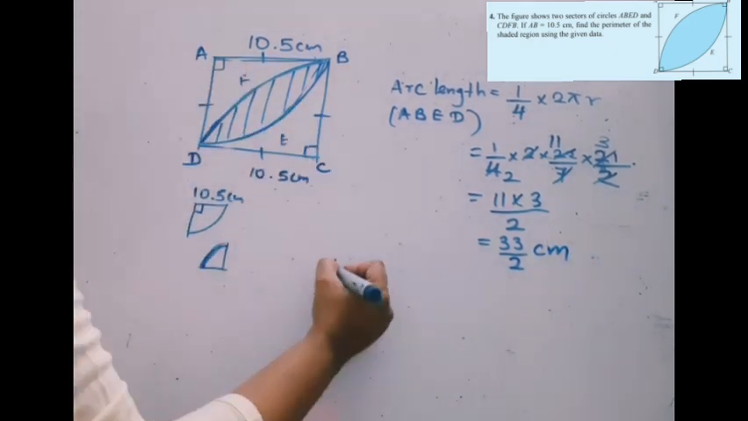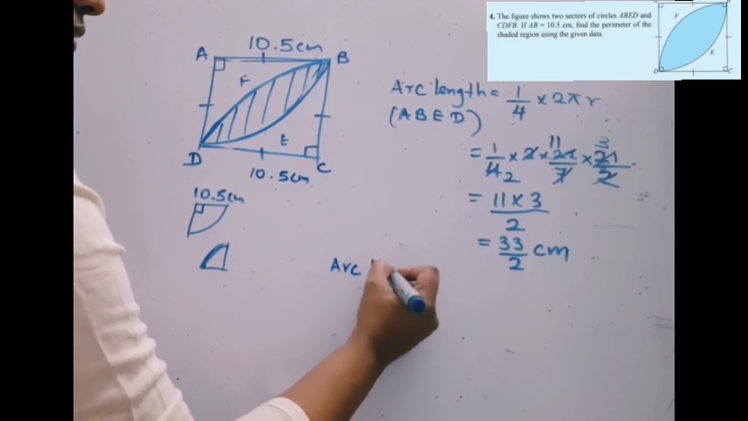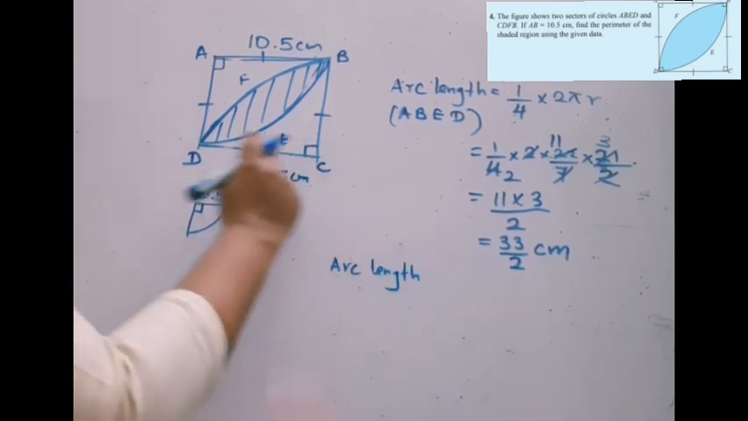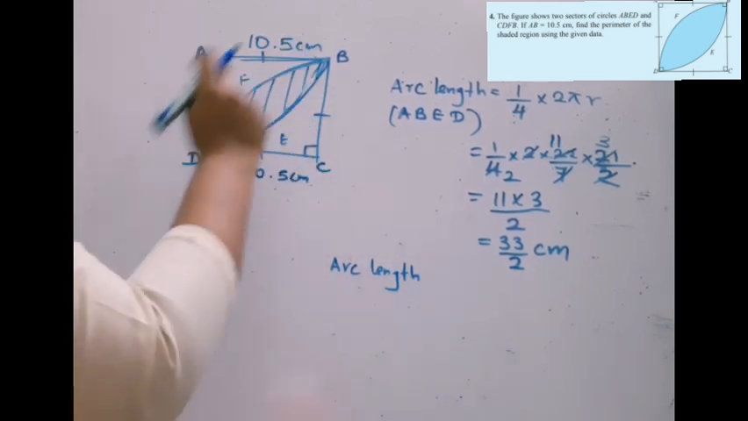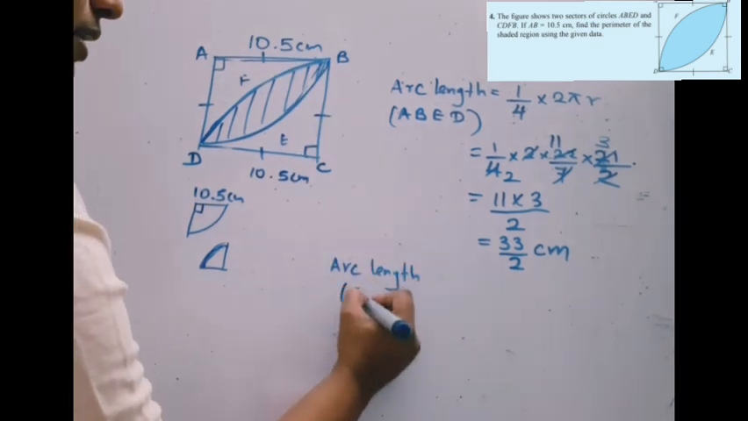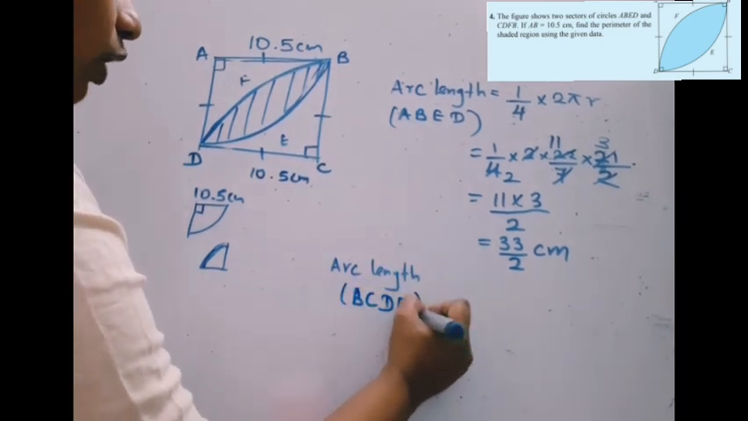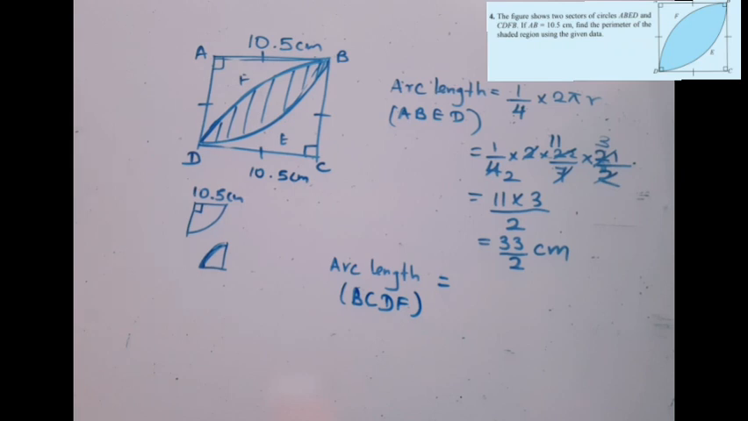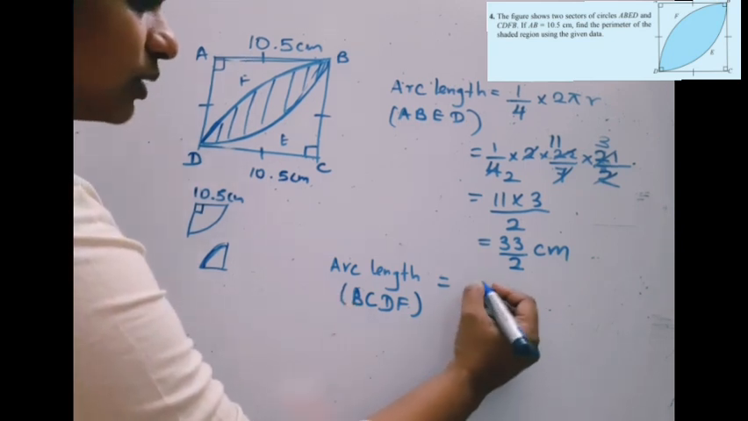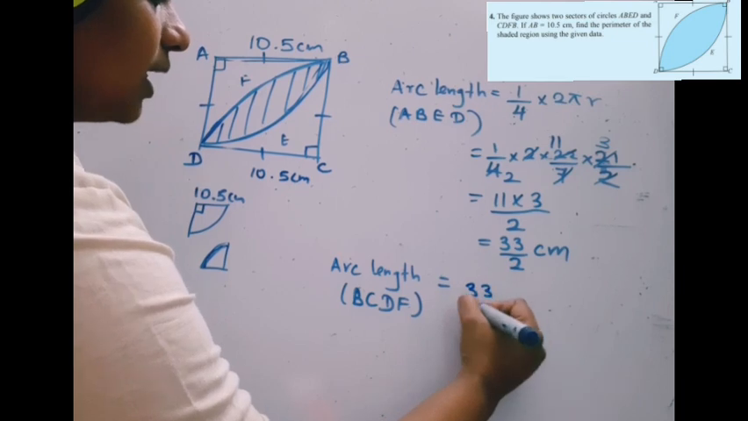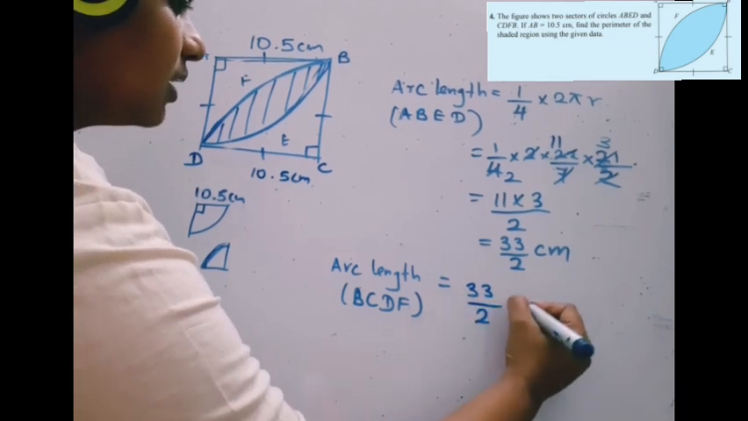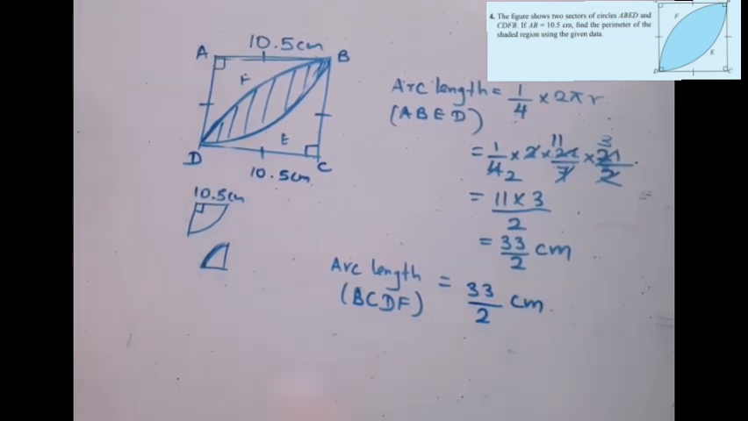Now let's find the arc length of this one, which is BCDF. Now, do you have to do the working again? No need, because both are similar sized quarter circle sectors. So you don't have to do it. This is going to be the same. So 33 by 2 centimeters.